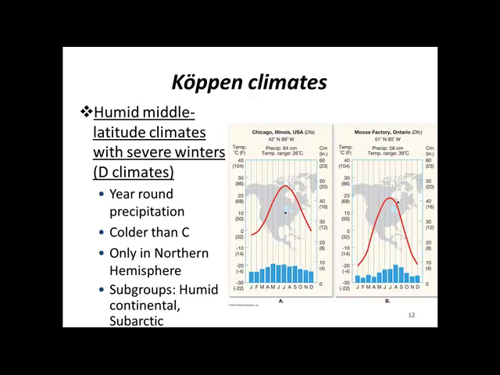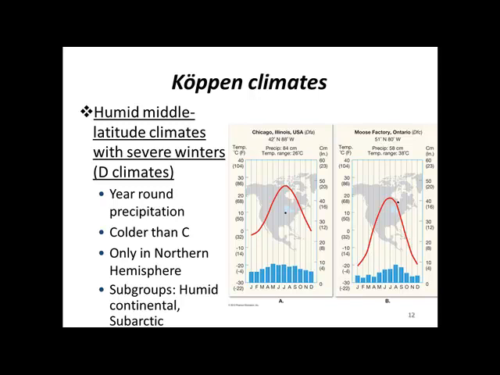Next we have the humid middle latitude climates with severe winters. One thing that is distinct about these is that there is year-round precipitation, and they're colder than the C climates. Interestingly, they only occur in the northern hemisphere, and there are two groups to this, the humid continental climates and the subarctic.